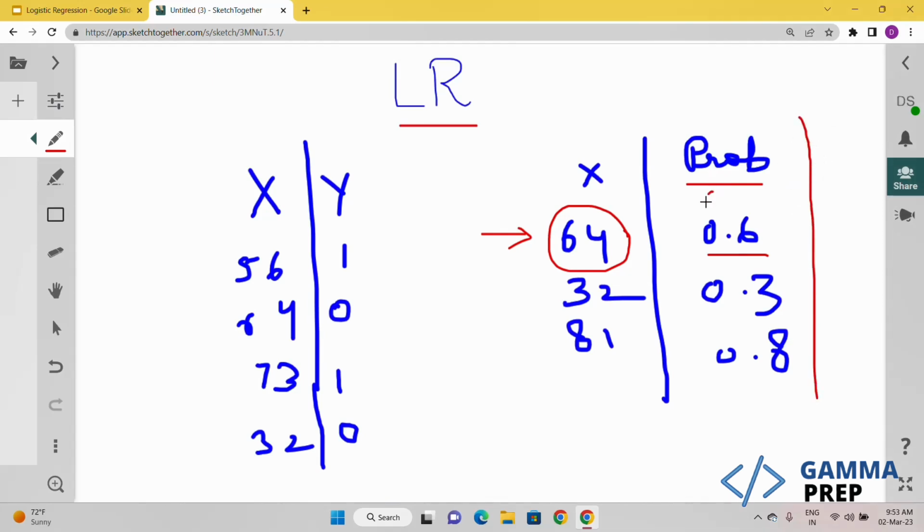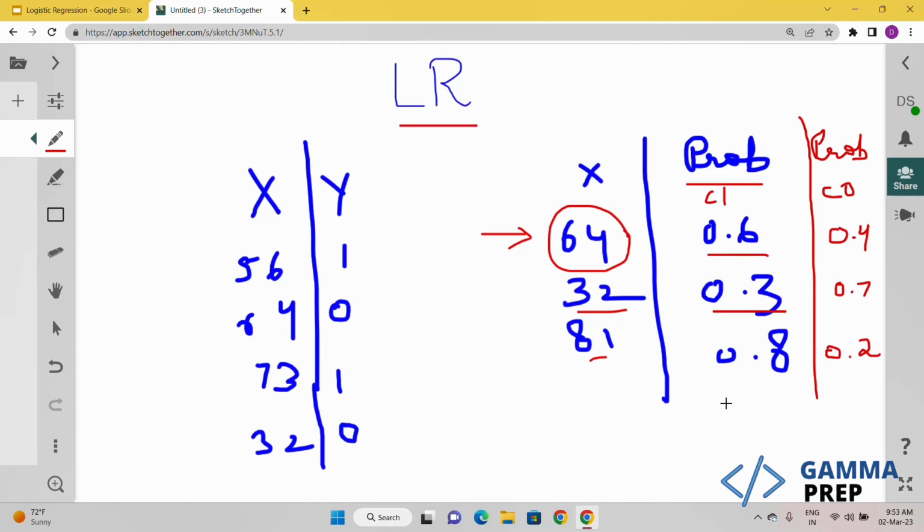And then what will be the probability of this point being in class 0? So this is the probability of class 1. Then what would be the probability of class 0? There are only two classes, 1 and 0 in our case, right? So the probability of this point being in class 0 would be 0.4. For class 1, the probability is 0.3, so the probability of being in class 0 will be 0.7 because the total has to be 1. Then for this point, the probability of it being in class 0 is 0.2.